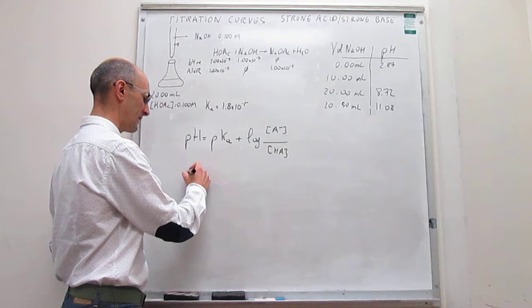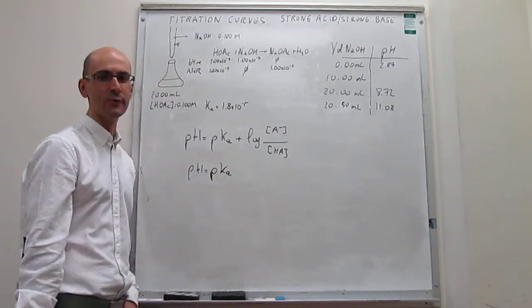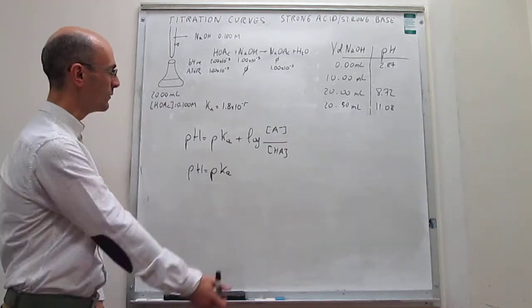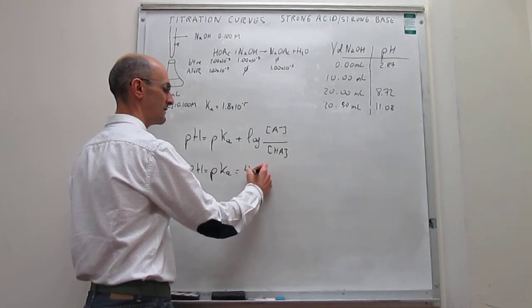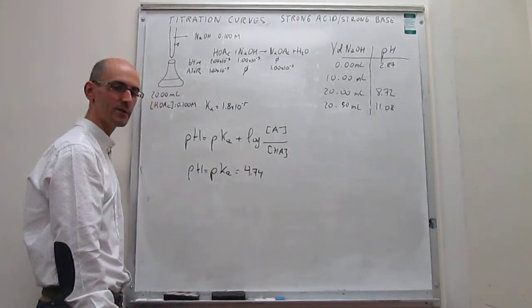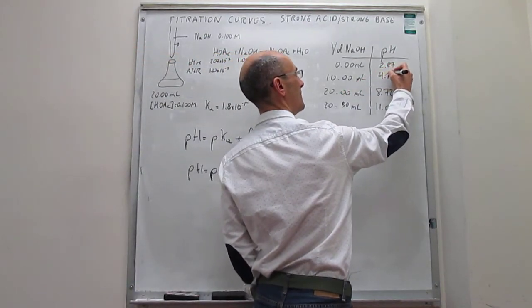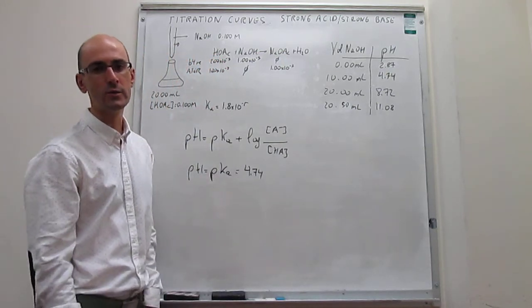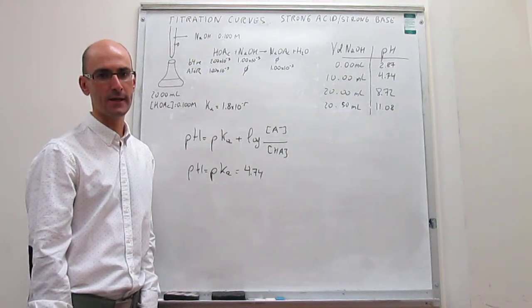So for this particular case, the half-equivalence point, the calculation is straightforward. The pH is just the pKa of the weak acid, which we can calculate directly from the acid constant, and that happens to be 4.74. Okay, so that is our last point in the diagram right here, 4.74, which again gives us a pretty good idea of how the titration curve looks for acetic acid being titrated with sodium hydroxide.